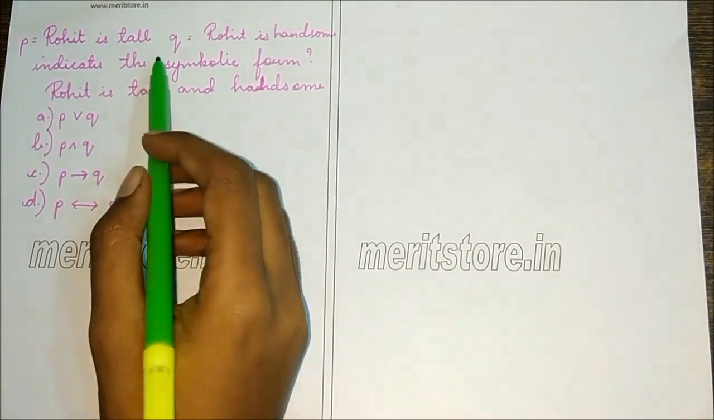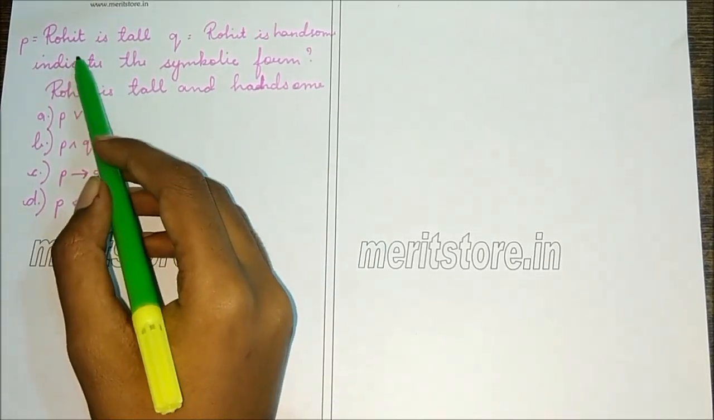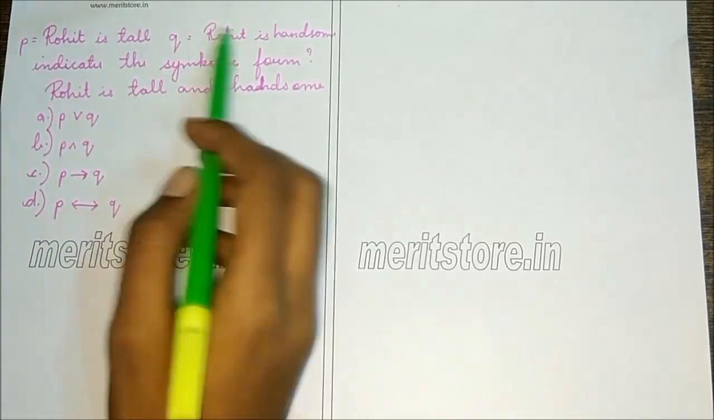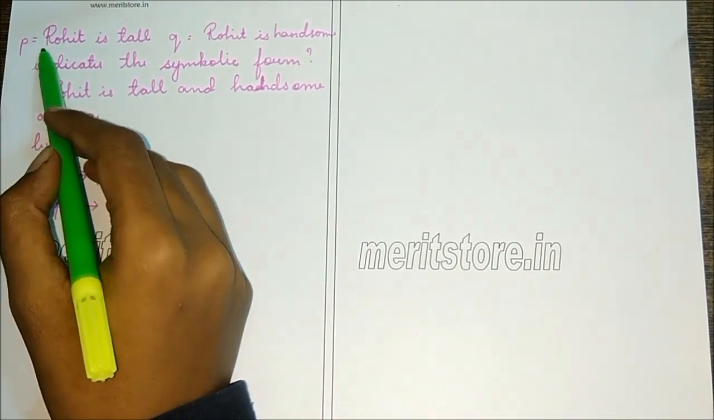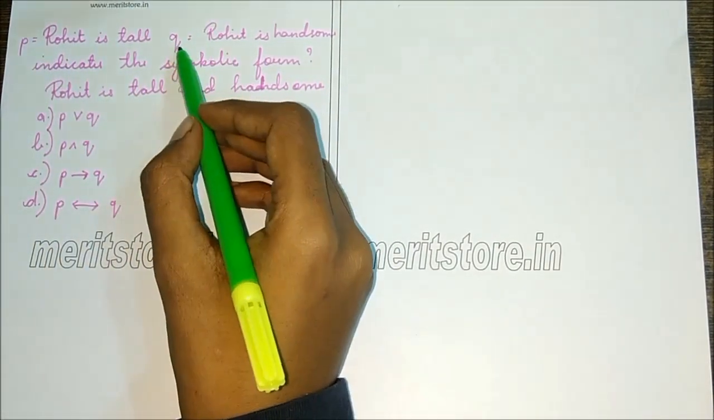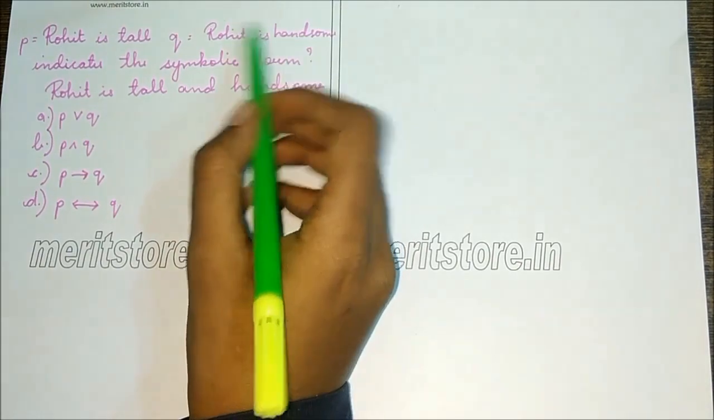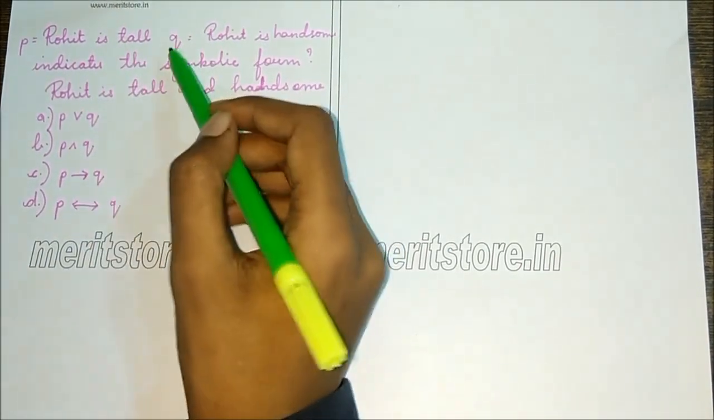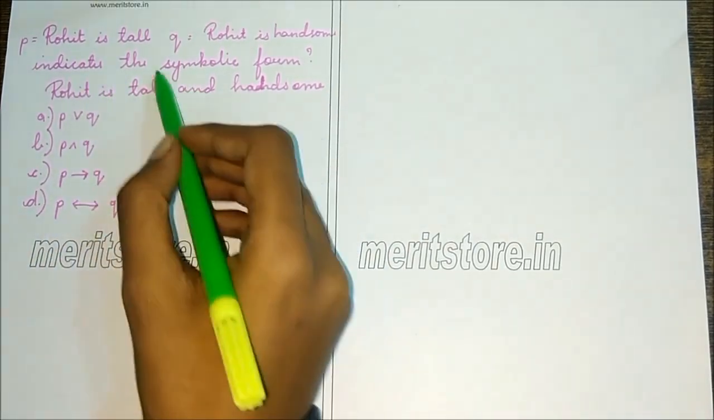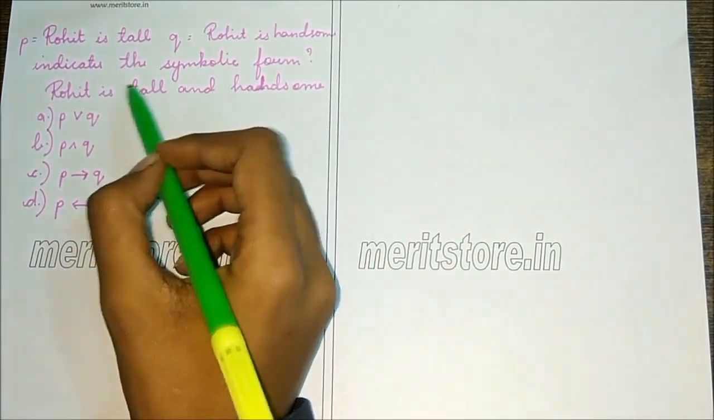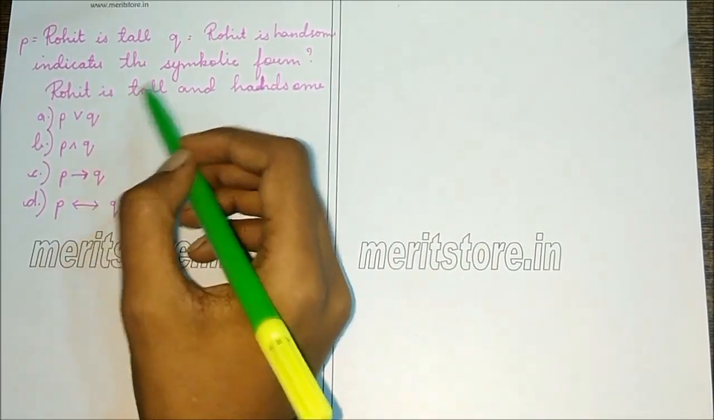This is a comprehensive type of question. We'll be using two statements for the next 5 questions. Statement P is Rohit is tall. Statement Q is Rohit is handsome. We'll be using these two statements as a reference for the next 5 questions. We have to find the symbolic form of the statement in the questions.